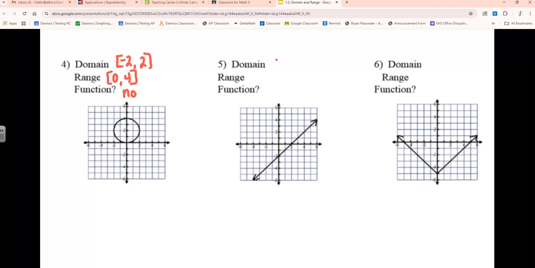Domain for number 5 is going to be -infinity to positive infinity. Now, -infinity to positive infinity is all the numbers, right? So there is also a symbol. Again, mathematicians, you see my shirt today? So many symbols. Does anybody know what it says?